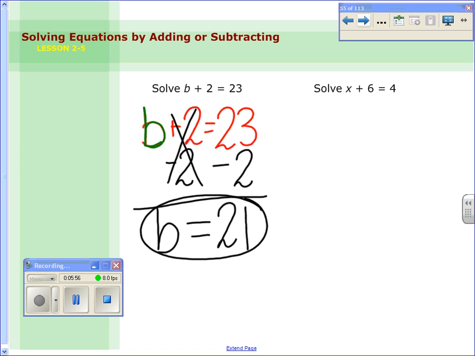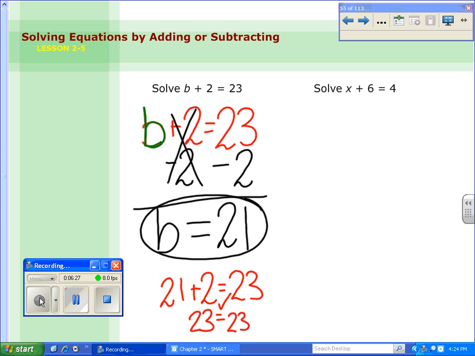And again, I could check it. Go back to the original. I'm saying b is 21, so 21 plus 2 is 23. Well, 23 is equal to 23. That checks out. Go ahead and do the next one. And again, it's a good idea to check your answer at the end. So whatever answer you get, put it in for x and see if you get the right answer. Or if it equals each other, then you know you have the right answer. Go ahead and do that now.